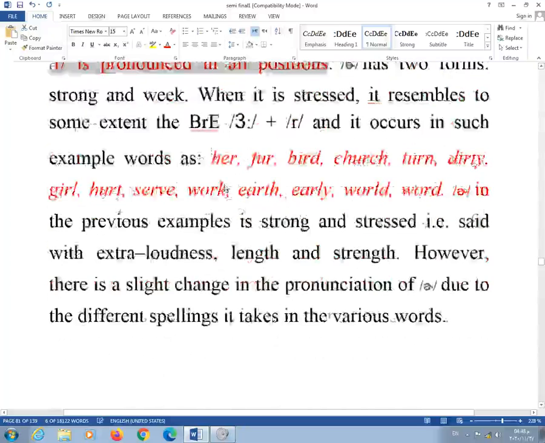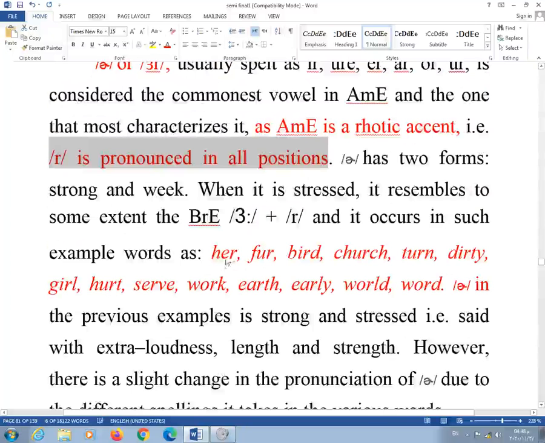look at this, for example, words such as her. طبعا هننطقها بقى British هتبقى ها، ف bad, church, turn, dirty, girl, hurt, serve, work, earth, early, world, word, etc. انما في طبعا الامريكان هننطق بقى كل ده اورات على طول. Her, fur, bird, church, turn, dirty, girl, hurt, serve, work, earth, early, world and word.